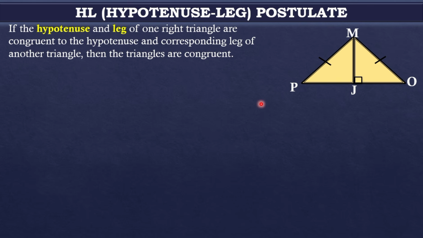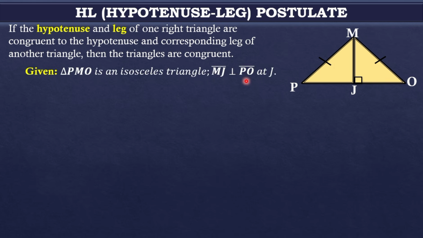So, where is the leg here? Okay, so only the hypotenuse is given. So, let's start. Triangle PMO is an isosceles triangle. MJ is perpendicular to segment PO at J. When we say perpendicular, it means it will form right angles. Okay? So, we will prove that triangle PMJ is congruent to triangle OMJ.